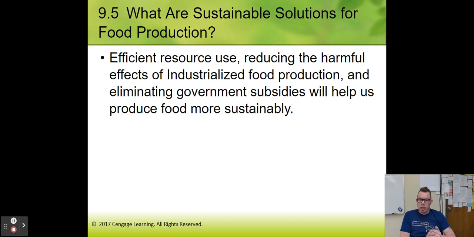All right, so what are some sustainable solutions? Efficient energy resource use, reducing the harmful effects of industrialized food production, and eliminating government subsidies will help us produce food more sustainably. Now remember, government subsidies, you're going to pay a farmer to do monoculture. You have 10,000 acres. Instead of you creating polyculture and a whole bunch of different things, so you can do integrated pest management, all that stuff, the government's going to say, hey, we need a lot of corn. We're going to pay you a fixed amount if you turn that 10,000 acres into all corn. When the farmers' profits are pretty low and they have a guaranteed paycheck, they're going to go that way.